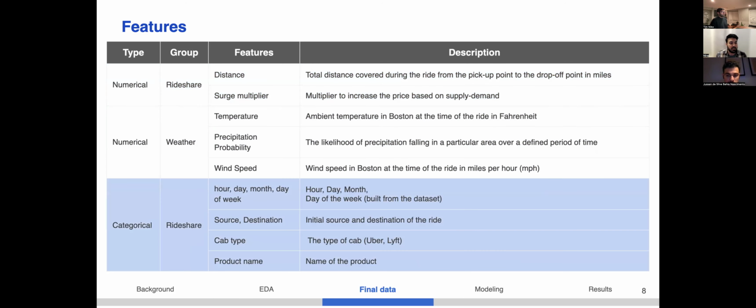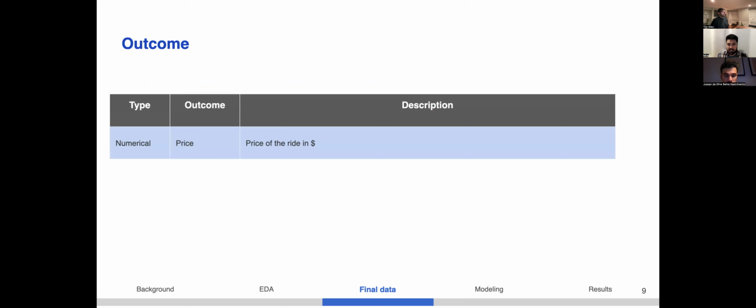We have some categorical rideshare specific columns such as source and destination, which are Boston neighborhoods the rides originated and ended in, and the type of product, Uber or Lyft, the type of subproduct within Uber and Lyft, such as Uber Pool, Uber Black, etc. And finally, we have the outcome variable, which is the price in dollars.